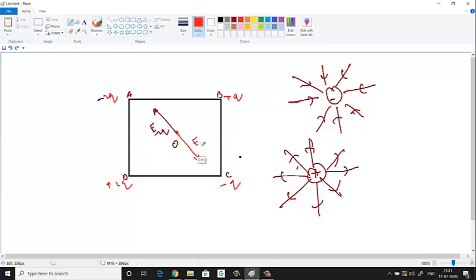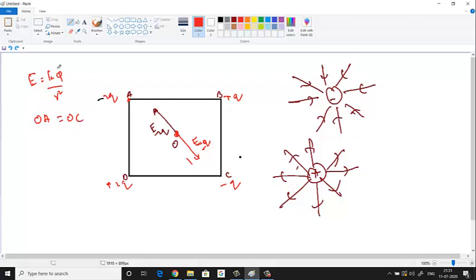So E due to minus q. 2q is greater, and the distance is the same from A to O and O to C. What is the value actually? Electric field due to a point charge is kq by r square. So diagonal OA is equal to OC. The distance from minus q and from minus 2q to O is going to be the same.